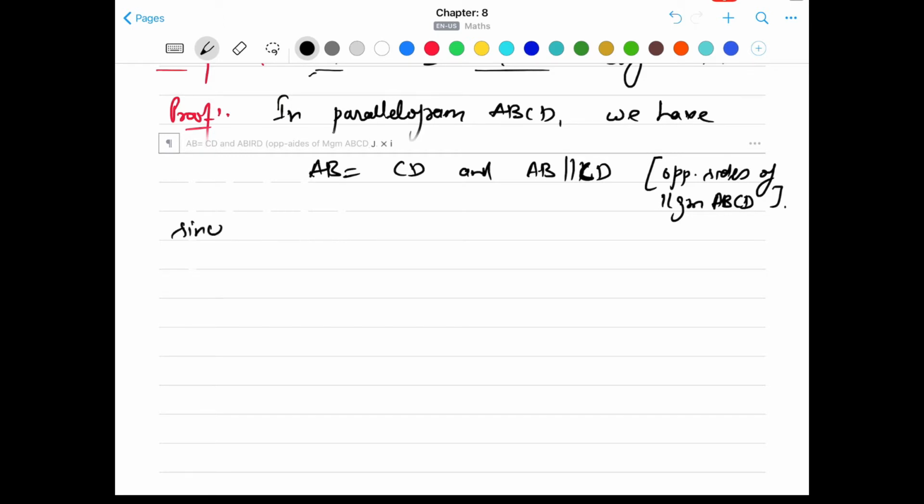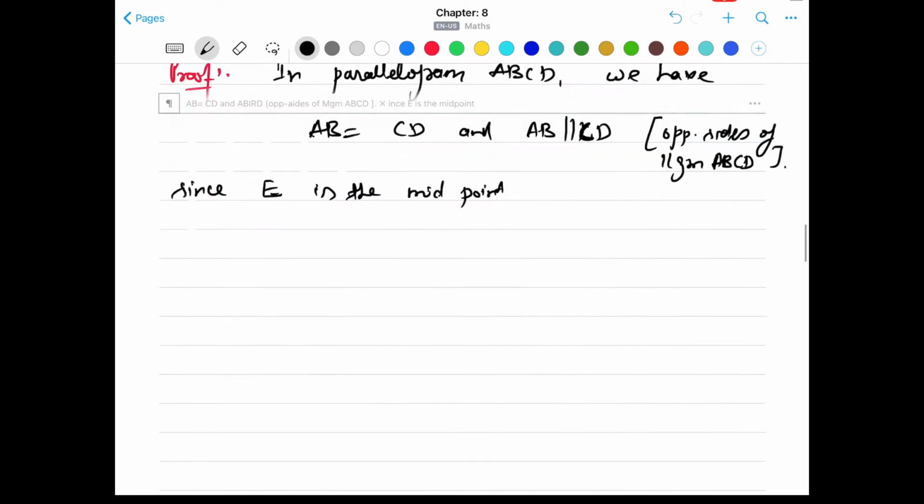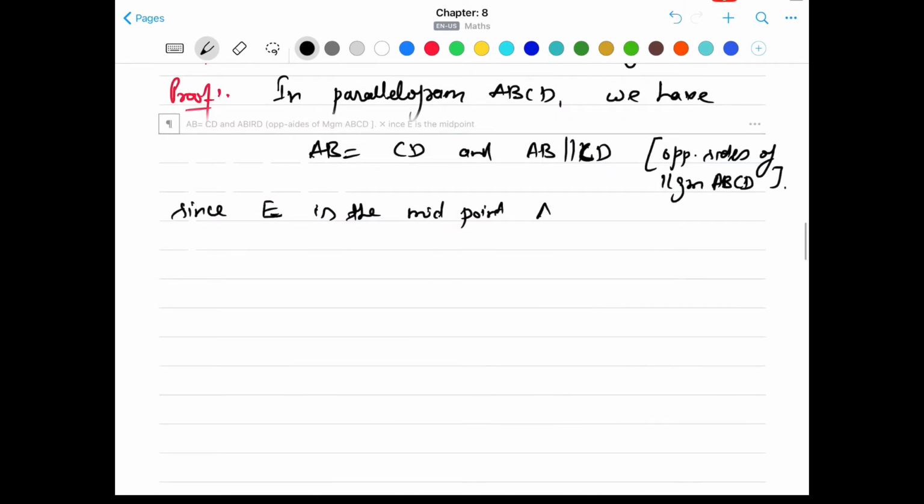since we are given that E is the midpoint of AB, therefore this line segment AE will be equal to half of AB. Let's name it equation number 1.